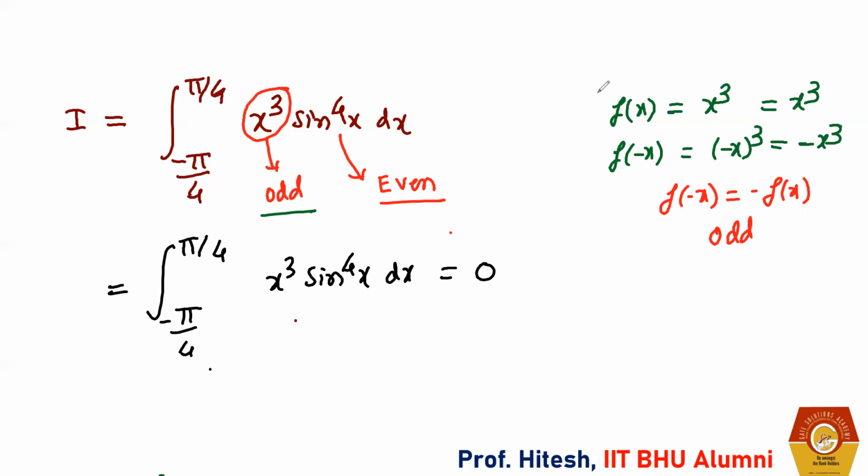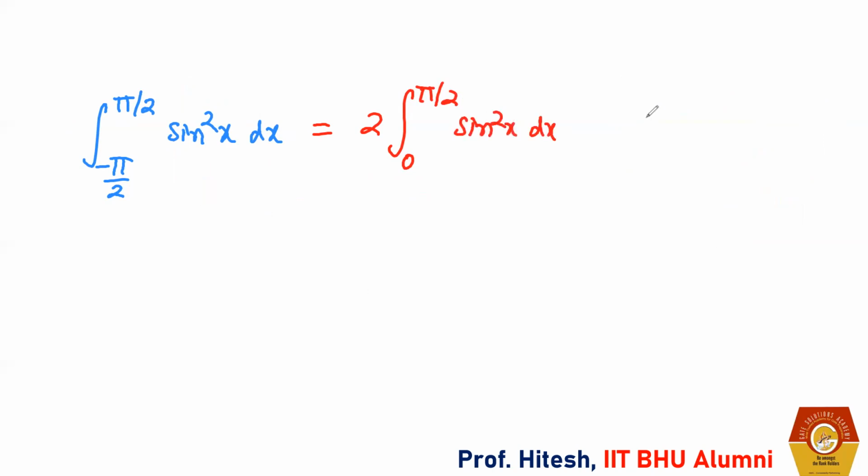Now the question, let me clear this. So now the question is the integral from minus pi upon 2 to pi upon 2 of sin square x dx. Sin square, right, so this is an even function, so I can write it as 2 times the integral from 0 to pi by 2 of sin square x dx, as sin square x is an even function.